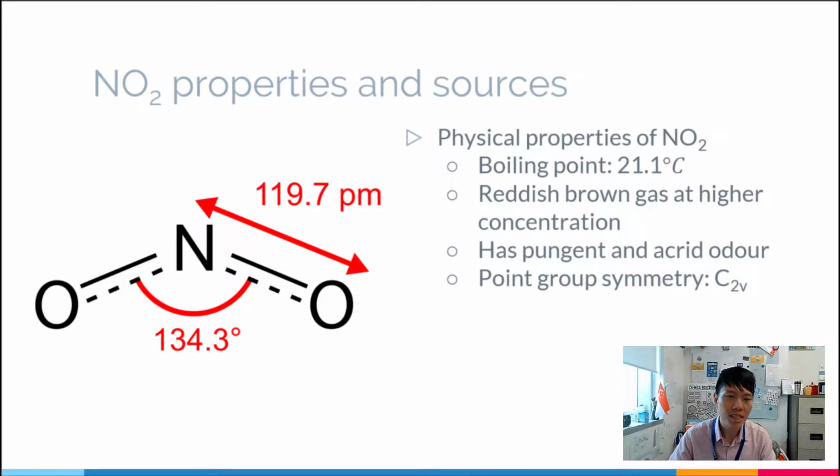And back to your inorganic chemistry, it has a point group of symmetry, C2V. It is bent, and in the middle with these bonds in a canonical structure, it switches between a dative bond and double bond in each of these NO connectivities.